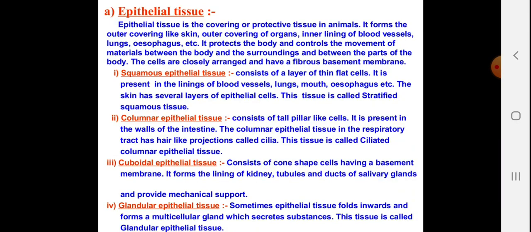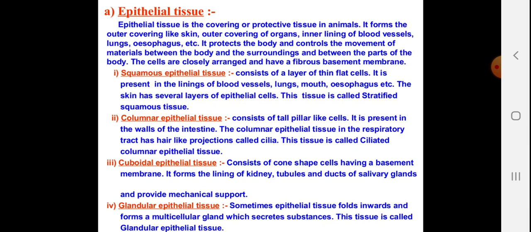Now cuboidal epithelial tissues consist of cube-shaped cells having a basement membrane. It forms the lining of kidney tubules and the ducts of salivary glands which are present in your mouth. You know that saliva. Whenever you eat your favorite food, your mouth waters because the salivary glands secrete saliva. So there these cuboidal epithelial tissues are present.